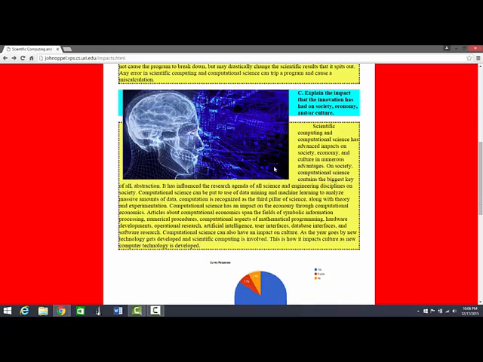There are many advanced impacts for scientific computing and computational science on society, the economy, and culture. And abstraction is the big key for society because it has influenced the research agenda of all science and engineering disciplines on society. Computational science has an impact on the economy through computational economics. And the impact on culture is like when there are new developments of new technology.